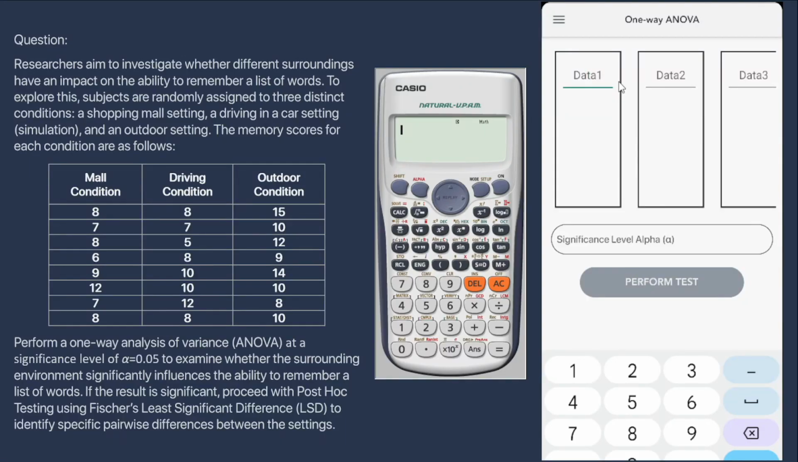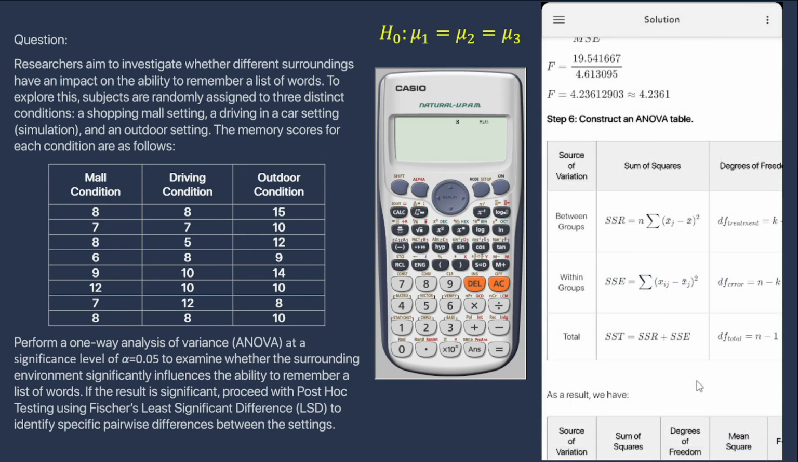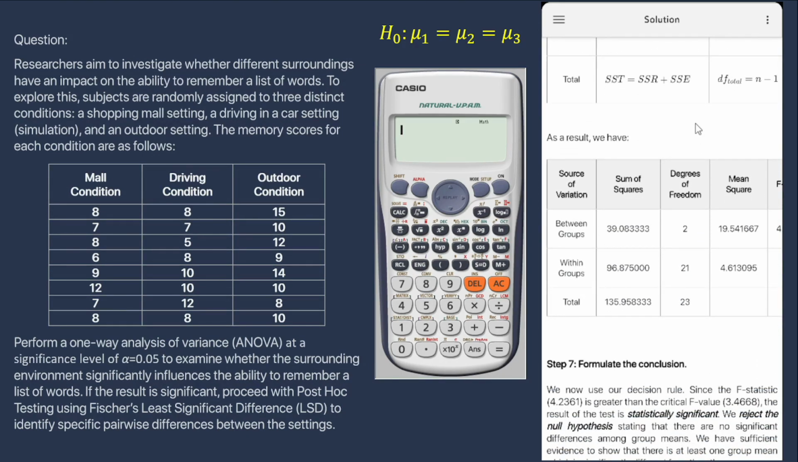For data 1, we will input the memory scores for the mall condition. 8, 7, 8, 6, 9, 12, 7, and 8. This is a collection of everything that we have calculated so far in the process of calculating the test statistic. And this is now our table.